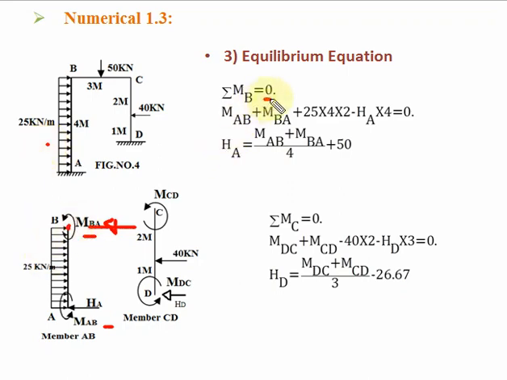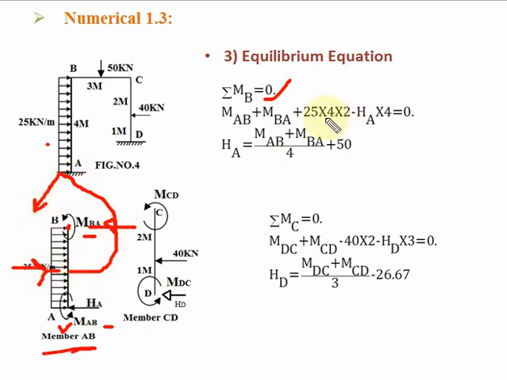So moment about B is equal to 0 for column, this member AB. So MAB anticlockwise positive plus MBA anticlockwise positive. Let's assume anticlockwise. Then next one, your 25 kN UDL acting at the center, convert into point load and rotate about this B. So it will rotate in anticlockwise sense.